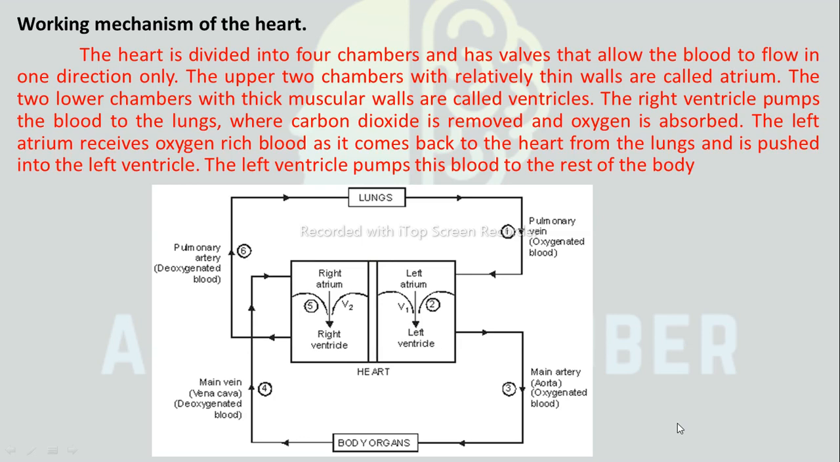the body organs, and again from the body organs through the vena cava, deoxygenated blood reaches the right atrium, and from the right atrium it goes to the right ventricle, and from the right ventricle through the pulmonary artery it goes to the lungs for purification, and the process continues.